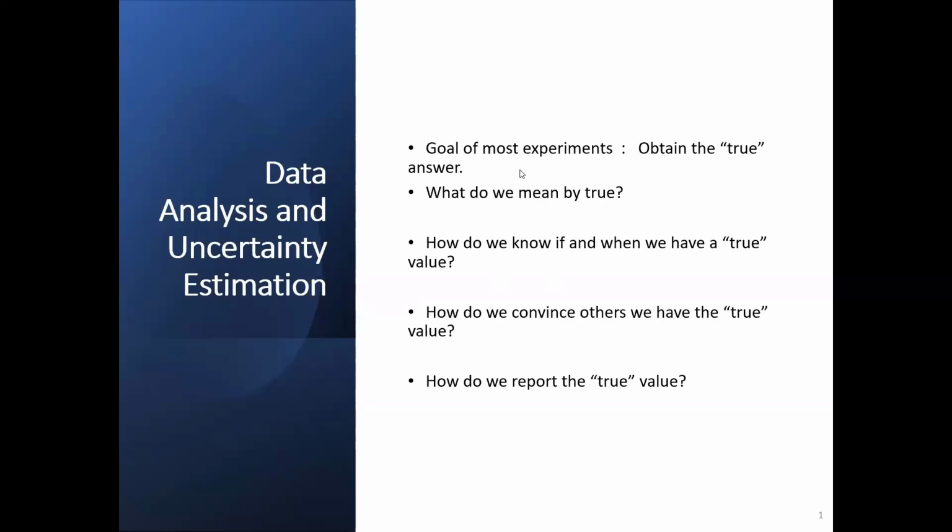When we do our experiment, the goal is usually to obtain the true answer or true measurement. What do we mean by true? And how do we know that's a true answer, a true value? So what do you think?